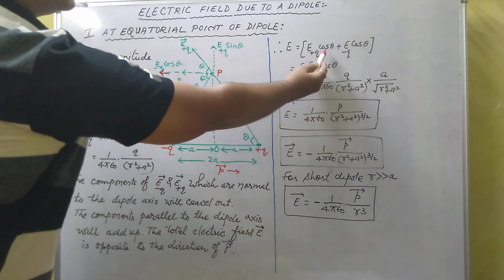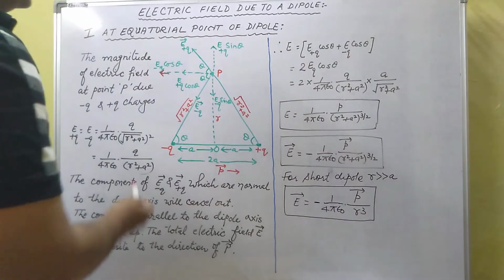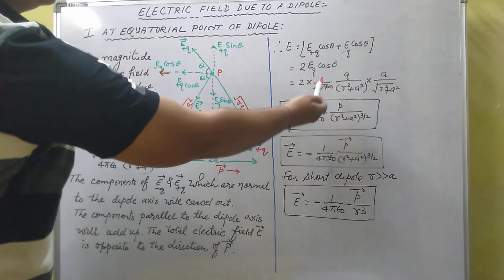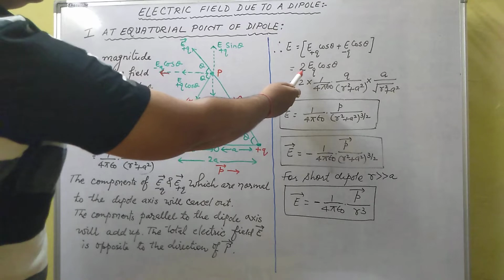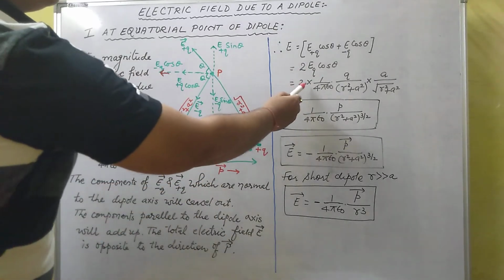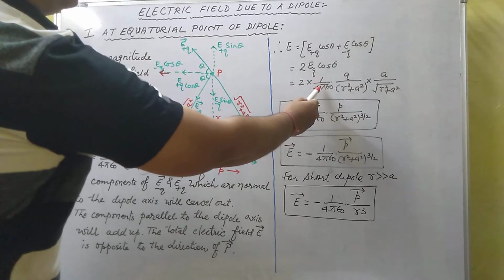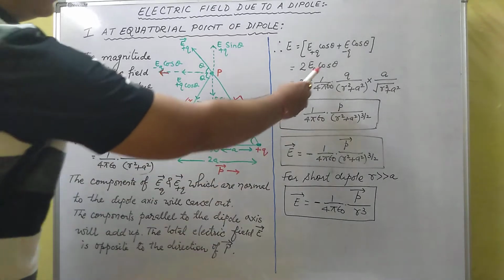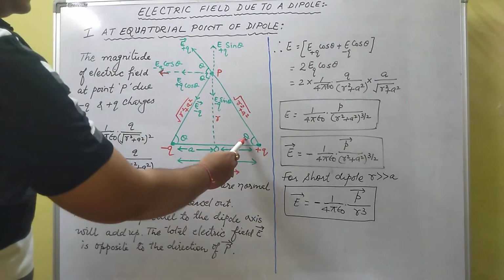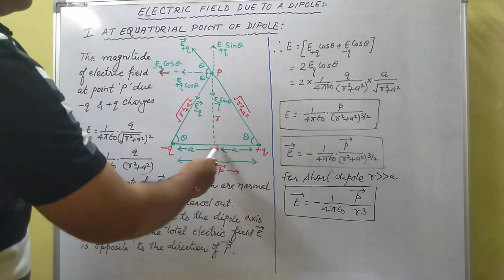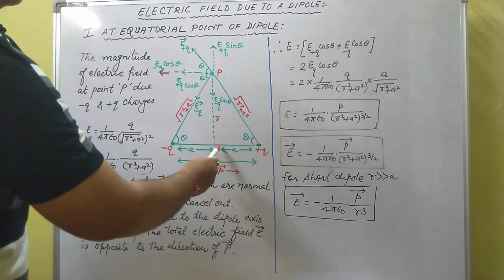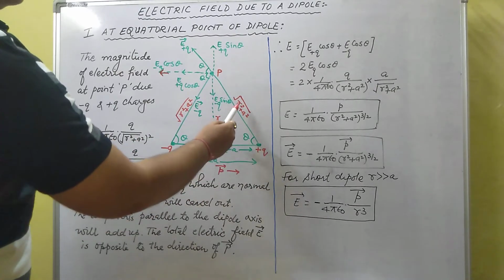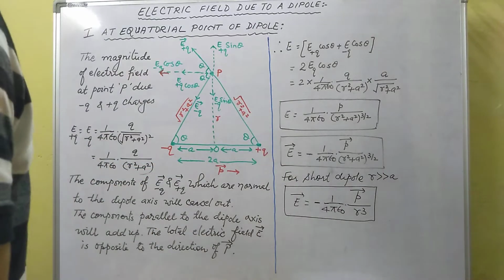E is equal to E plus q cos theta plus E minus q cos theta. Since magnitude is same, we will write twice E cos theta. The charge can have minus sign or plus sign, but the magnitude is same, so you will get twice of this magnitude. So 2 into electric field, how much? 1 upon 4 pi epsilon naught q upon r square plus a square from this. But cos theta, if this is theta, cos theta will be equal to base upon hypotenuse from this triangle, so a upon under root r square plus a square.